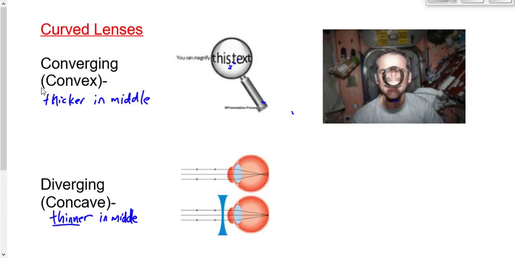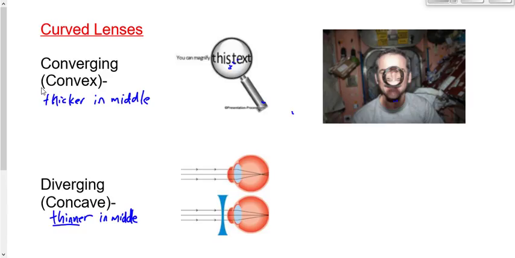The bottom ones, the diverging, the concave, the ones that are caved in or thinner in the middle. Okay, the best example that I can give you of that is eyeglasses. I have diverging lenses as my eyeglasses. I would bet that you do too. You do, you don't. Okay, you have converging ones. Okay, you have diverging ones. Okay, I can tell you have diverging.